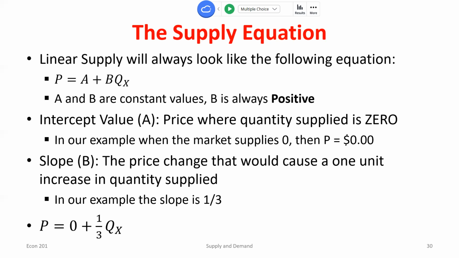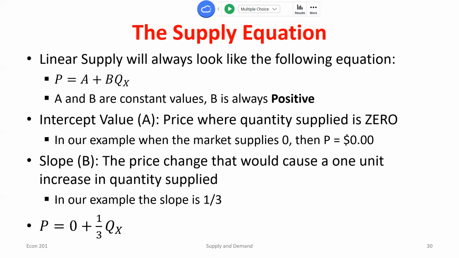We can interpret that slope as really how much each additional unit is going to cost. Think about it this way: that slope is going to be the cost of each additional unit. For every additional unit I produce, the price would go up by 1/3, whatever that slope is.